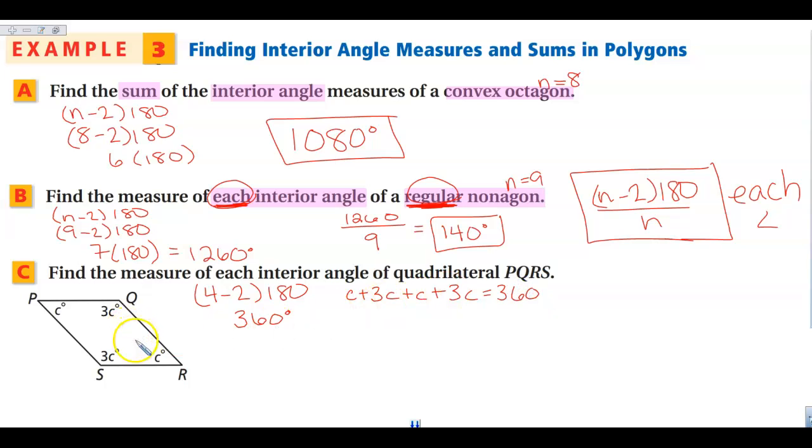Now, a little tip for you guys is I pick an angle to start with, and I go around in a circle around my figure. So C, 3C, C, 3C. And that way you don't miss anything.